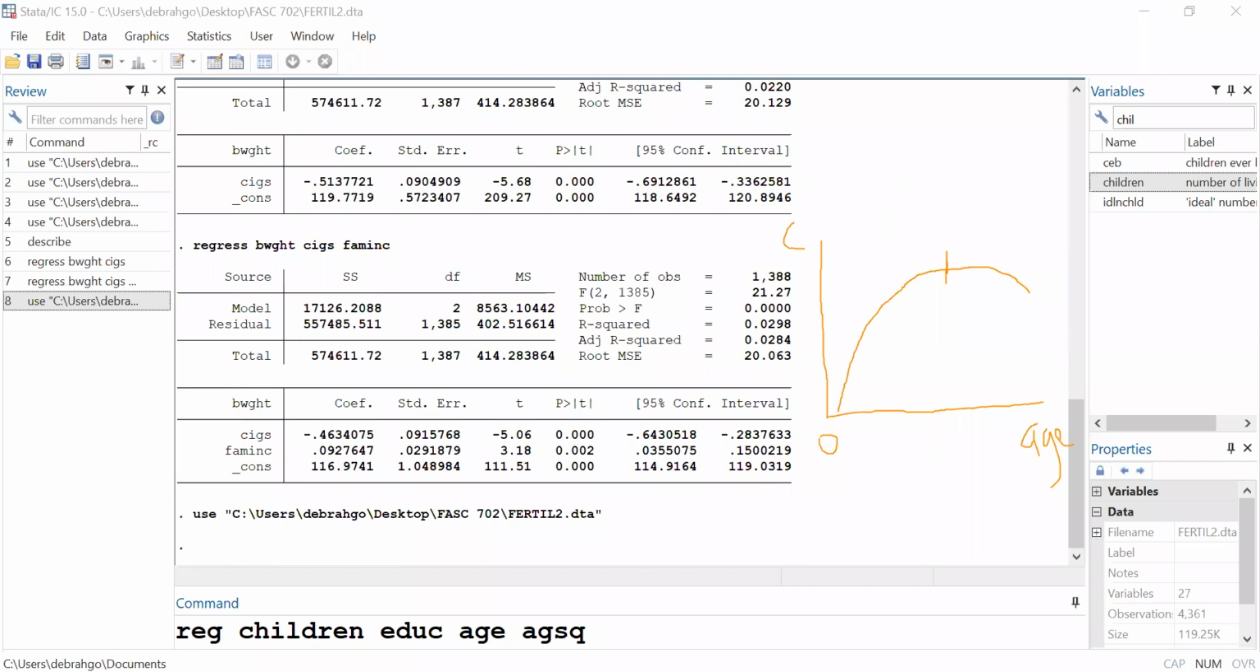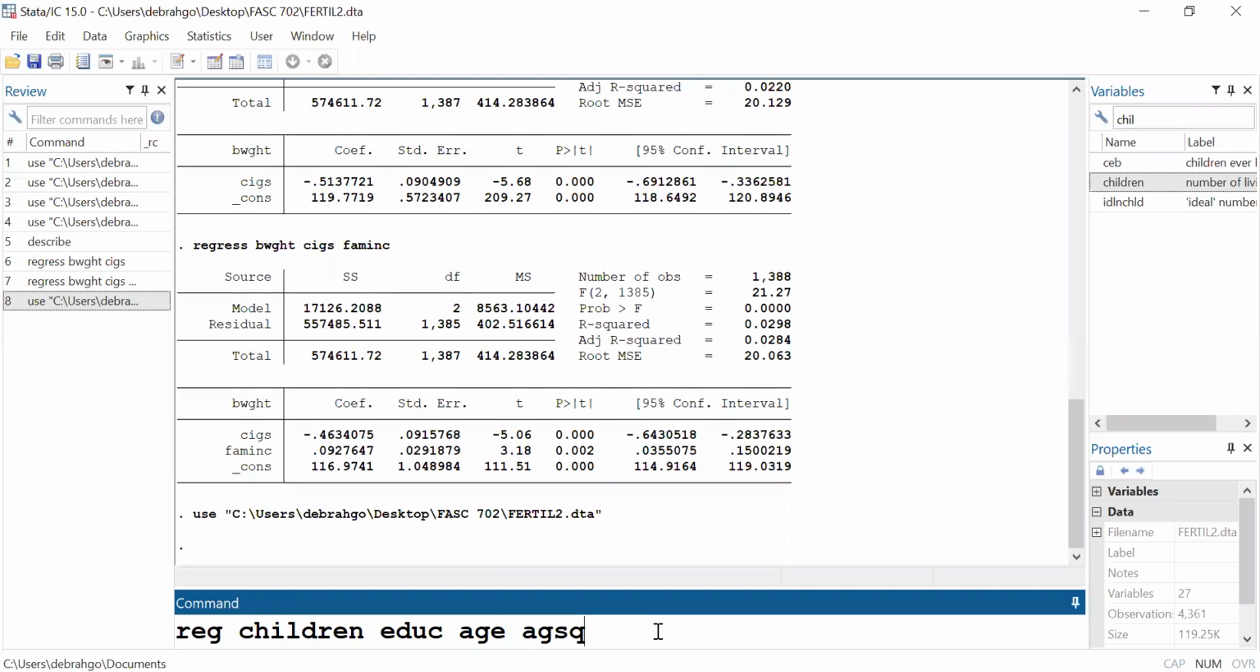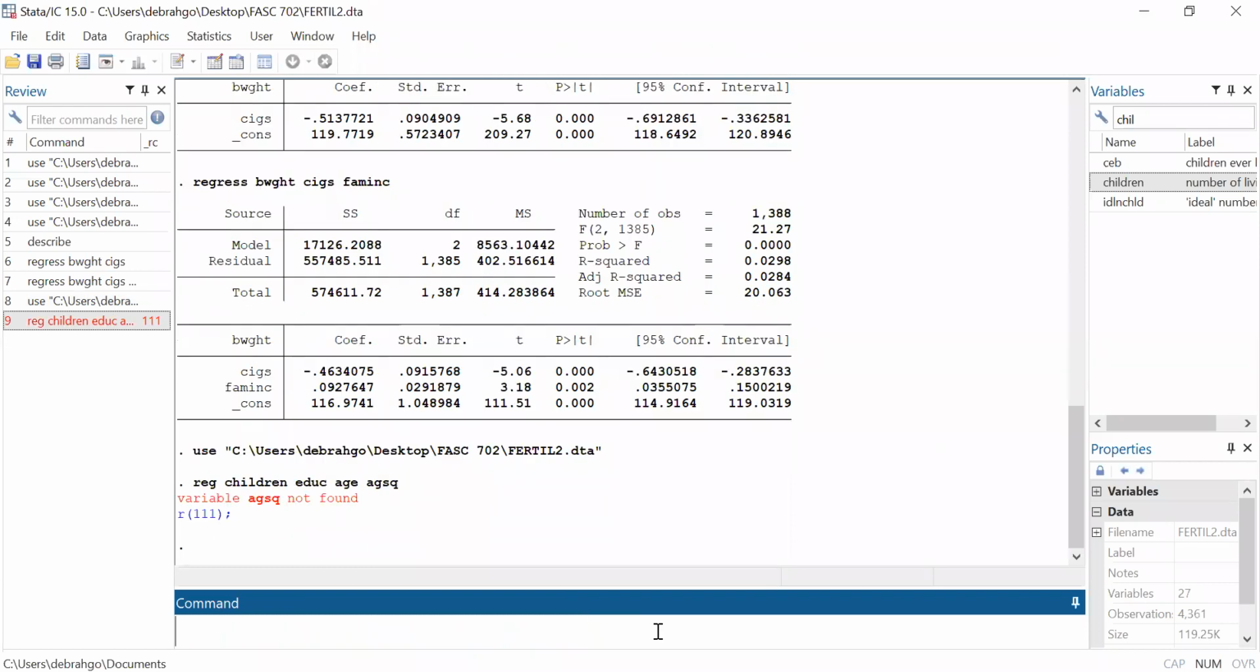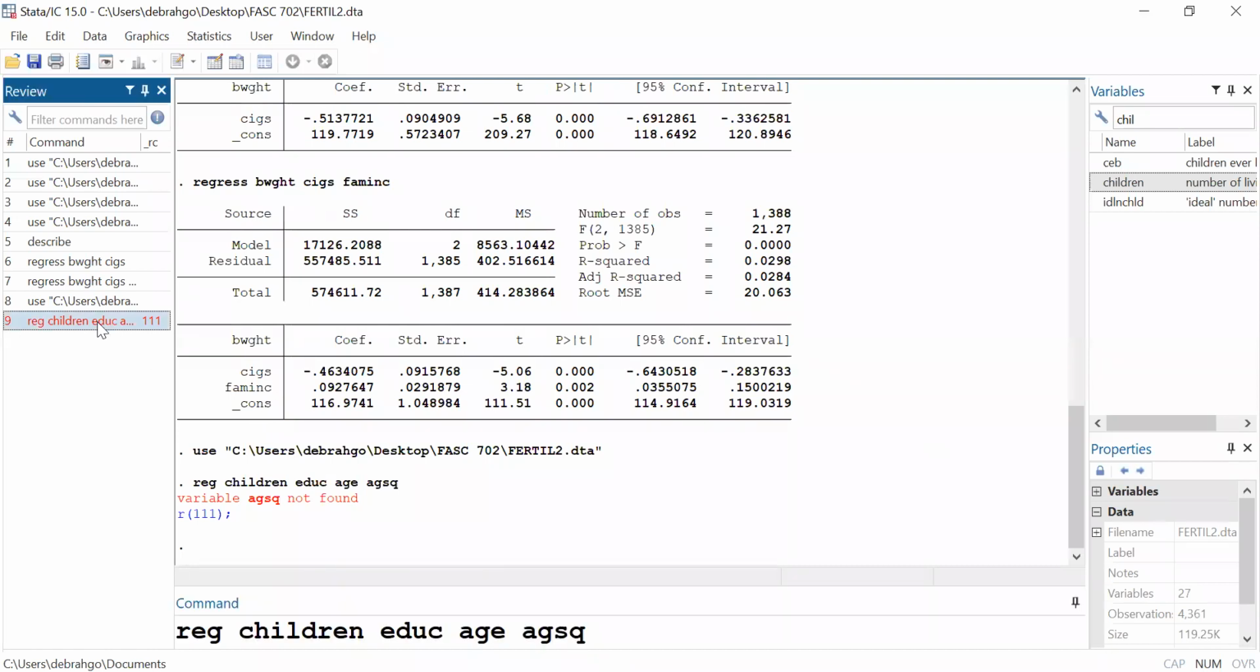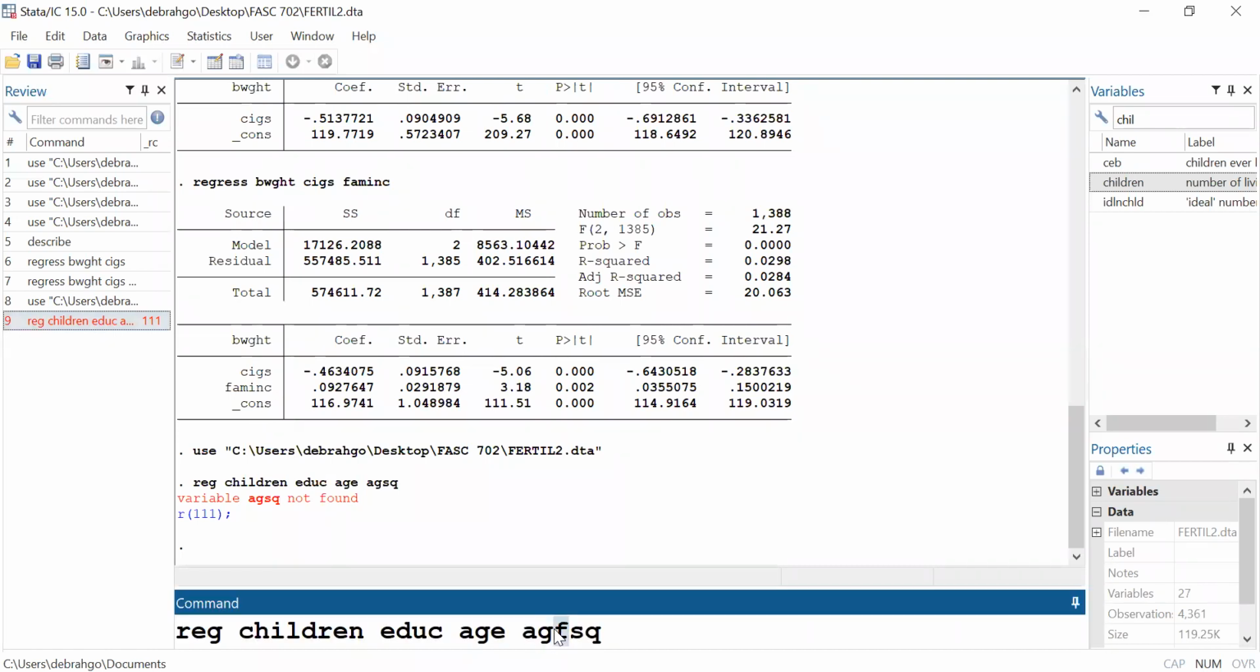Okay. So please see there. We have about 40 minutes. Can you see the code I've written here? I'm regressing the number of children a woman gets on her education, age, and age squared. Do you see that? I'm going to hit enter and then we see the result. There's an error because I didn't put an E here.